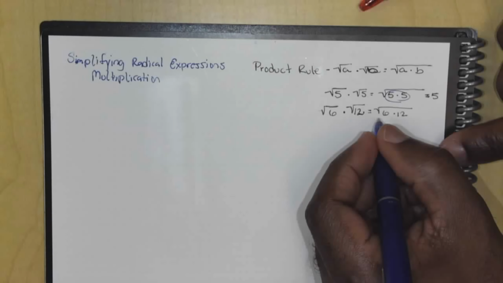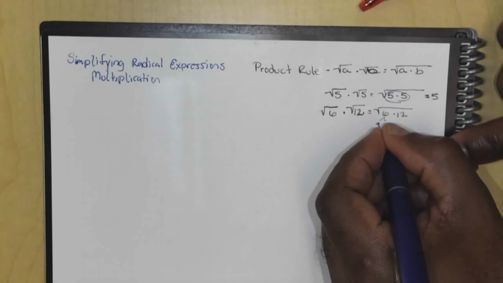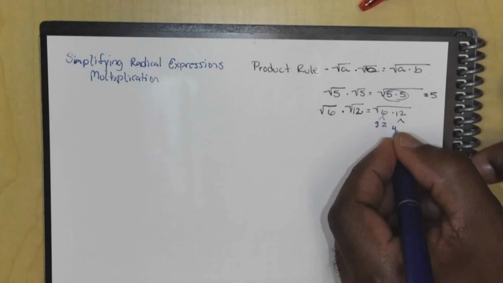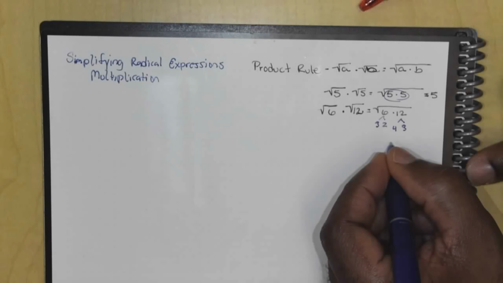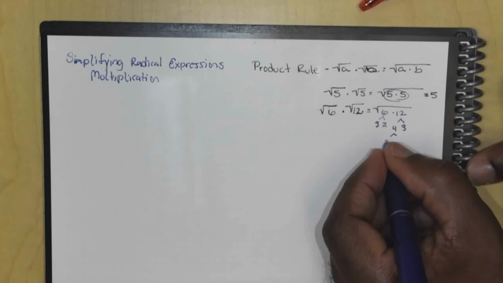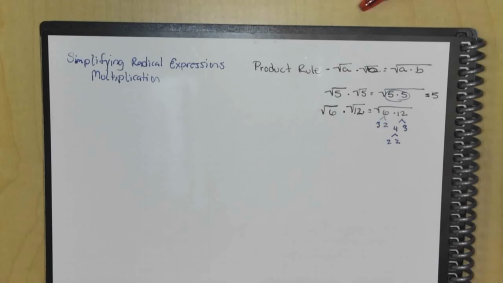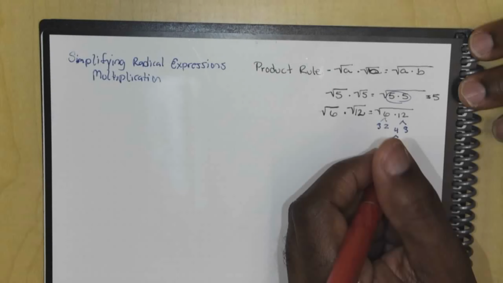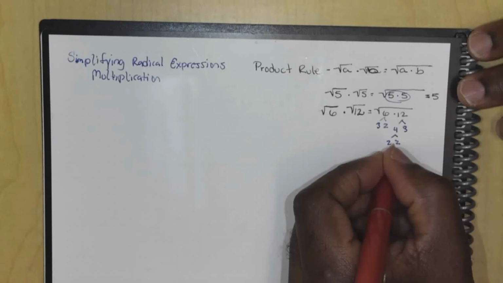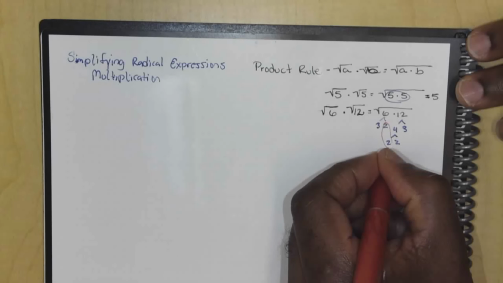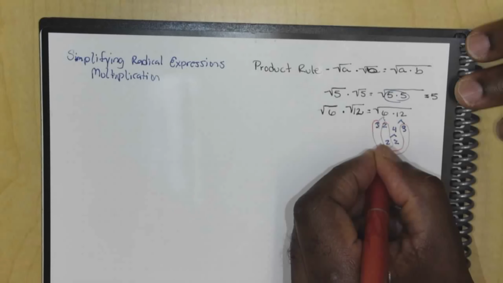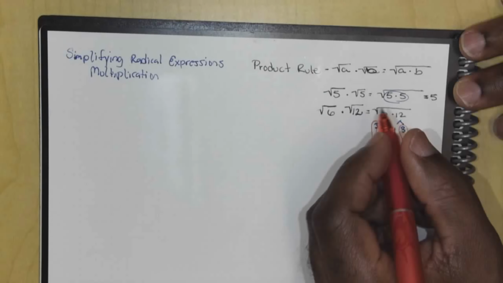What is 6? 3 times 2. And 12 is what times what? 4 times 3. And then 4 is what? 2 times 2. Now check it out. Every time we find two of something, it comes out, right? What do we have 2 of? We got 2 2s and we got 2 3s. So we're pulling out a 2 and a 3.